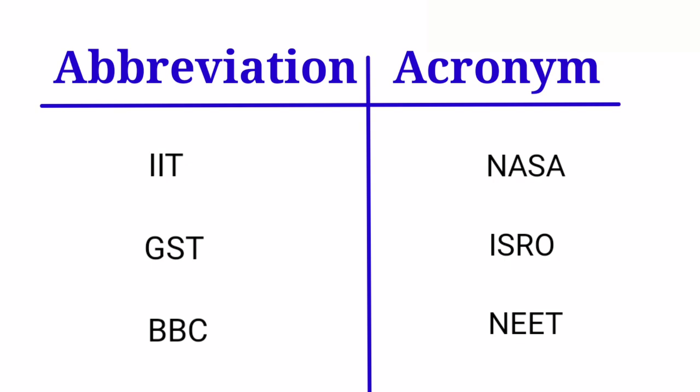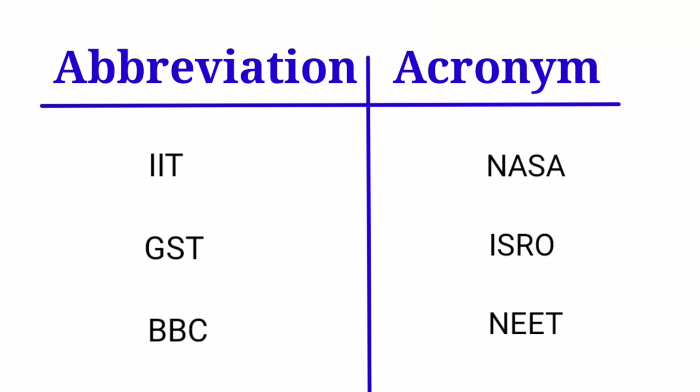For example, NASA, this is pronounced like a word. ISRO, this is pronounced like a word. NEET, this is also pronounced as a word. But the abbreviation is not pronounced as a word. Here it is pronounced separately.